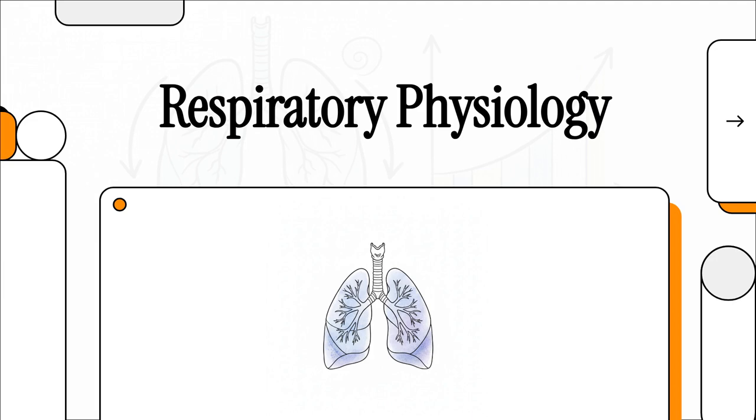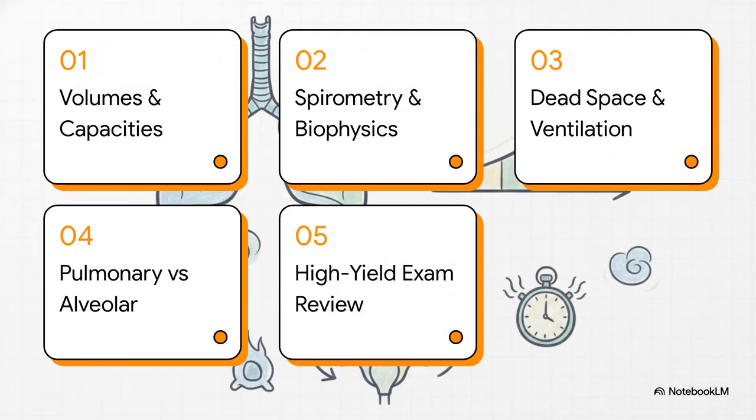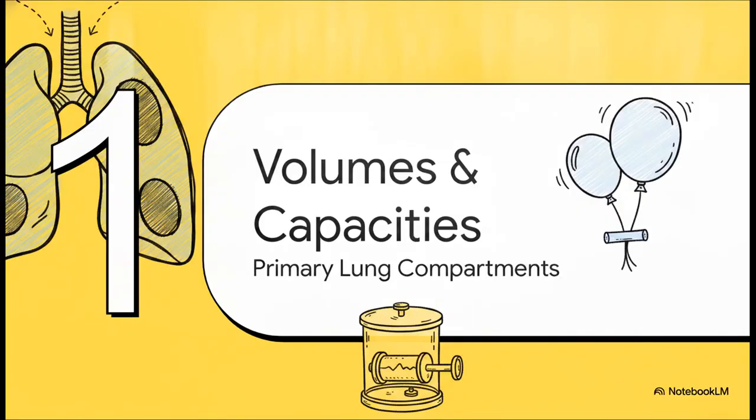Let's get started. We're going to tackle this topic across 5 quick sections today. 1. Primary volumes and capacities. 2. Spirometry and diagnostic biophysics. 3. Dead space and wasted ventilation. 4. Pulmonary versus alveolar ventilation. And finally, 5. A high-yield exam review. Starting right off with Section 1, Primary Volumes and Capacities.